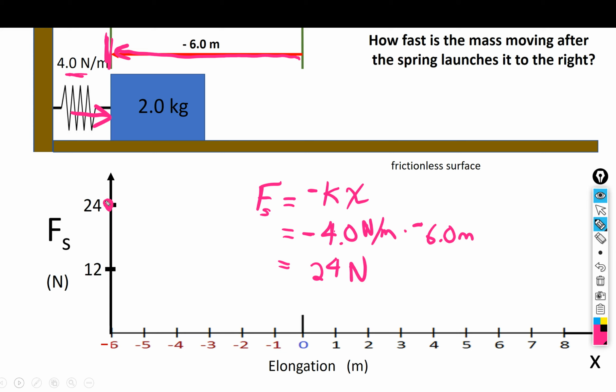But does it stay 24 newtons? No, because as the box takes off, the elongation from the equilibrium position decreases, and therefore so does the force. Let's take a look at the animation and the force versus elongation graph as it's drawn. Here we go.